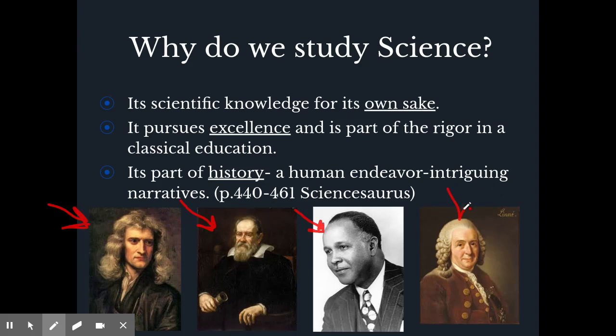And then this man right here we'll also study a little bit in the fall in our classification unit, Carolus Linnaeus. He is known as the father of classification. He did a lot of study, especially on plants. Botany was kind of his thing. He really loved that. But he developed a system for organizing all of the living things, which, like I said, we'll look at in the fall as well.